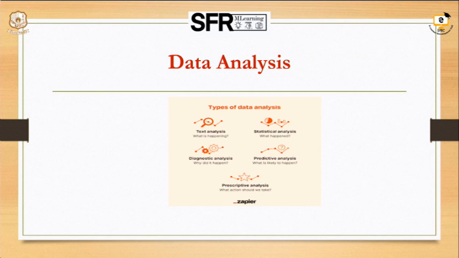So the first one is text analysis. Text analysis means what is happening now, at present. Statistical analysis means what happened already, and diagnostic analysis means why did it happen, and predictive analysis means what is likely to happen, and prescriptive analysis means what action should we take. These are the points we are getting from data analysis.